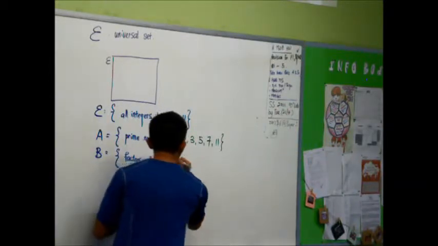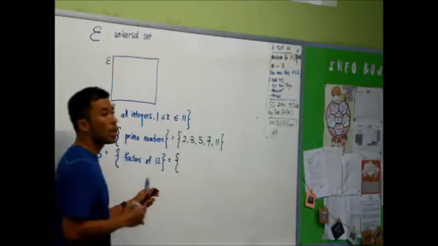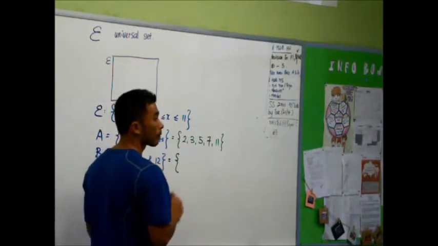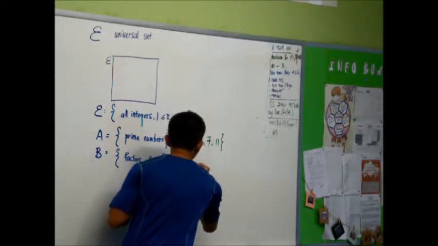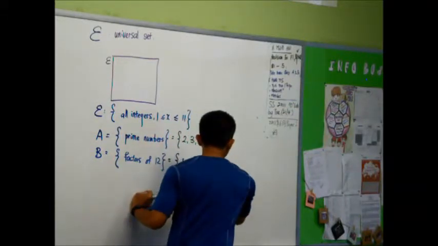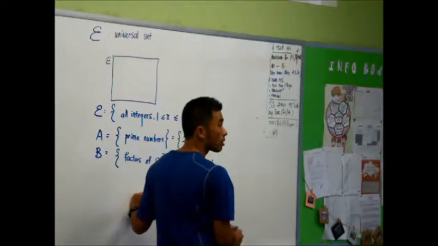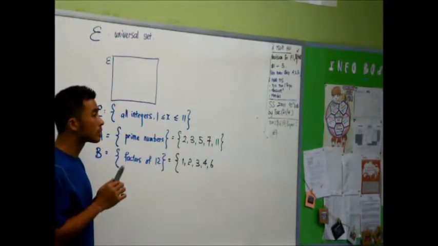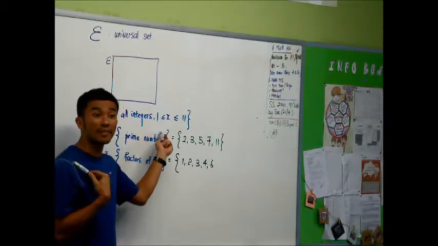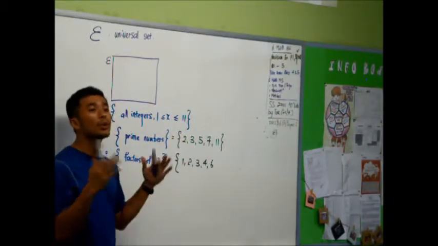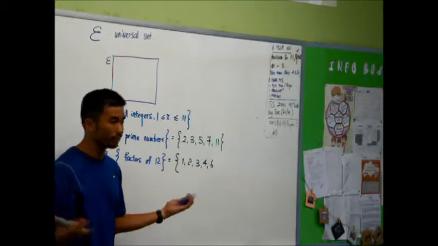Now, I want the elements of B. Which are the elements in B? 1, 2, 3, 4, 6. Any more? 12? Why not 12? Okay, because in our universal set we already agreed only up to 11. If you put 12, 2 marks already gone.